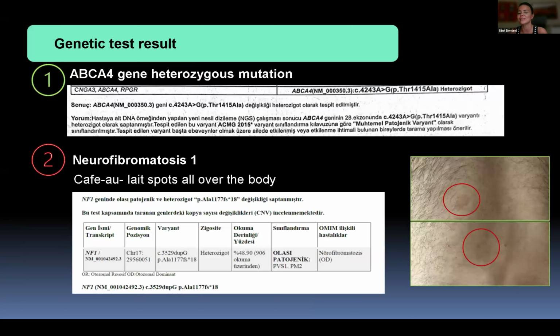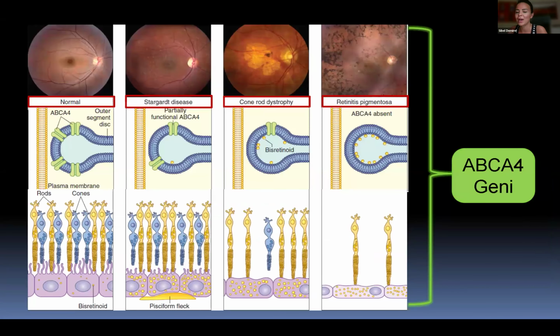Those are the results of the genetic test. The patient is positive for an ABCA4 gene mutation, which is part one. The other one is that the patient has neurofibromatosis 1, and the patient has café-au-lait spots all over the body. And the patient's brother was operated on for an optic nerve glioma, which I didn't mention at the beginning. So we'll see what we have in the ABCA4 mutation.